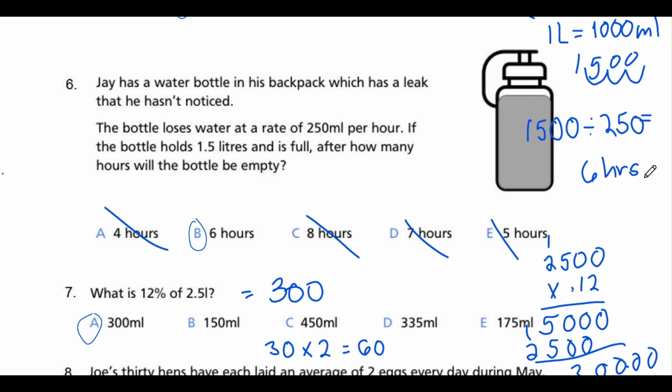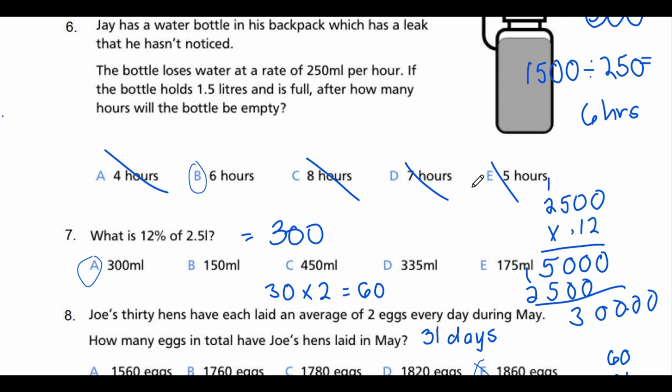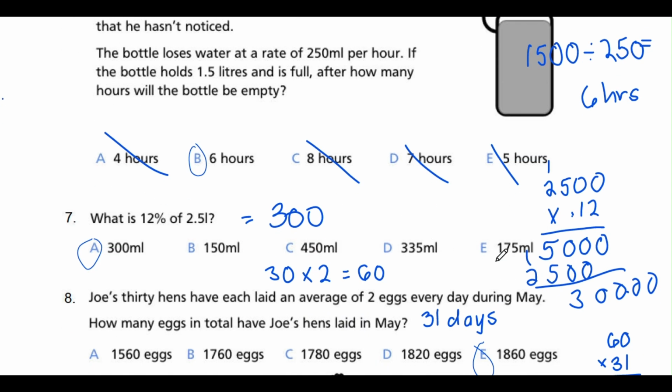Question 7. The question is, what is 12% of 2.5 L? Your multiple choice options are A, 300 milliliters, B, 150 milliliters, C, 450 milliliters, D, 335 milliliters, or E, 175 milliliters. The correct answer is A, which is 300 milliliters.